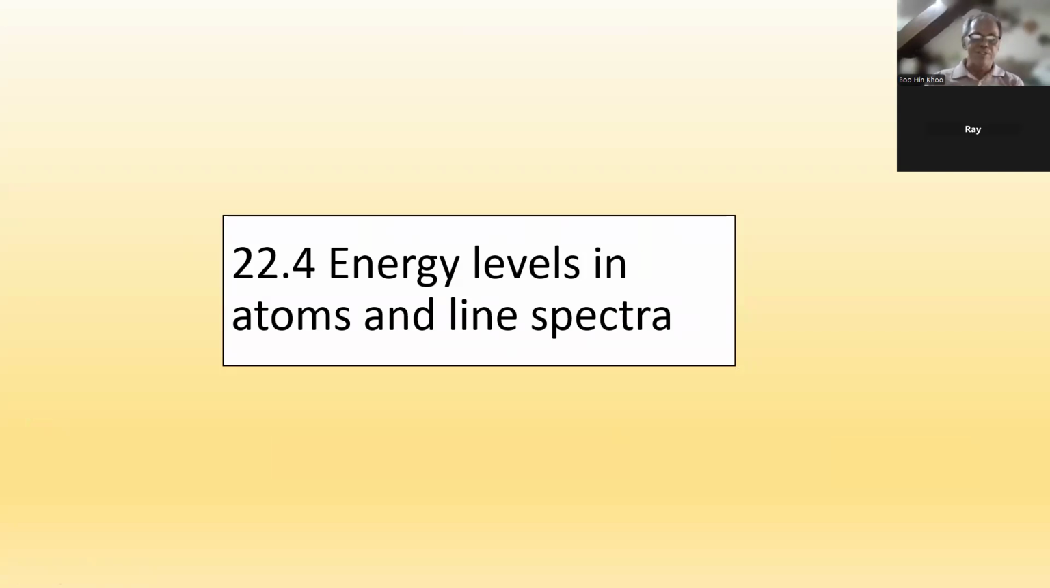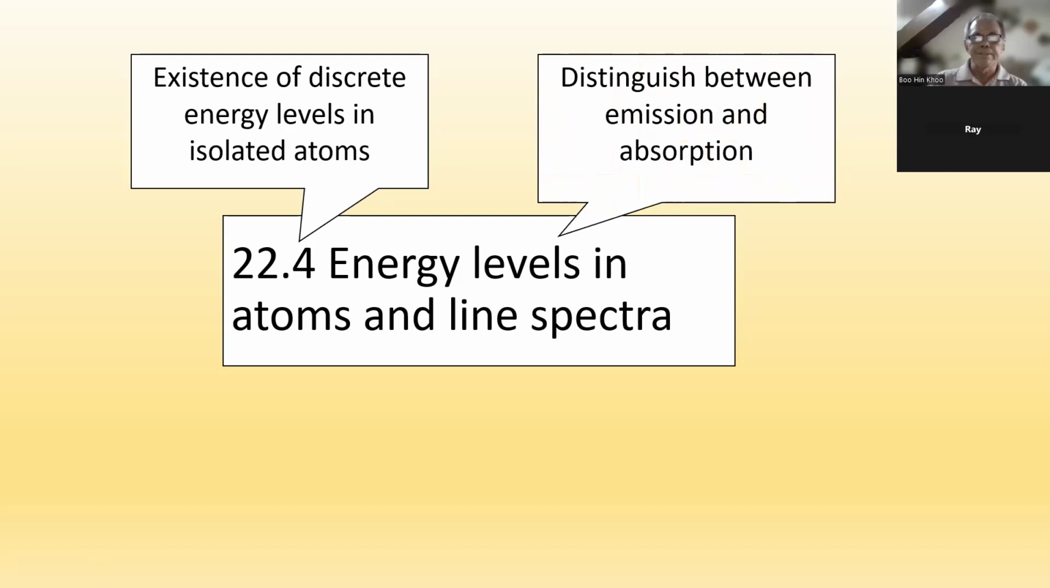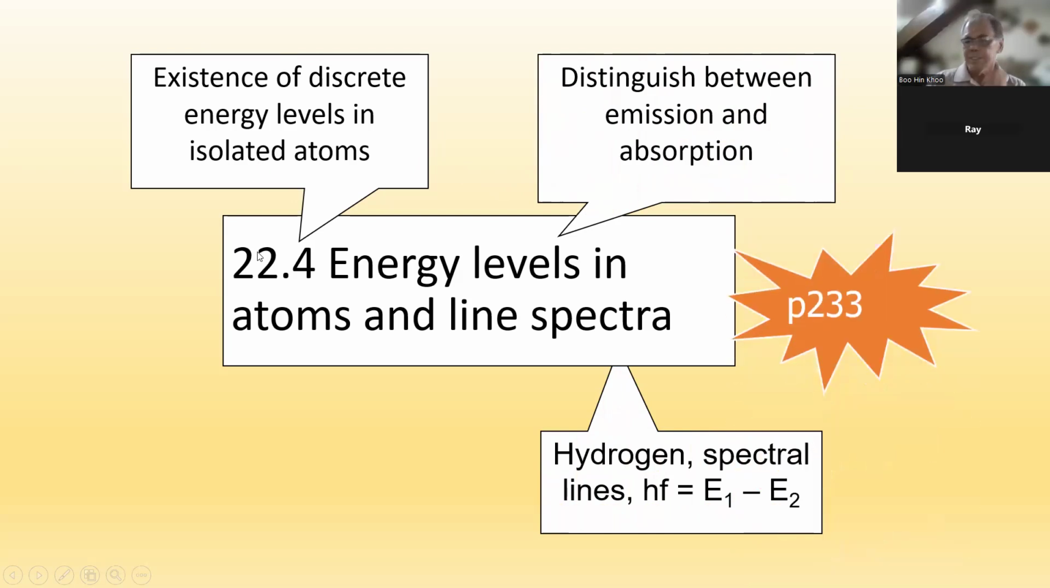Energy level in atoms and line spectra. Existence of discrete energy level in isolated atom. Distinguish between emission and absorption spectrum. And then use this formula for hydrogen spectra lines, hf equals E1 minus E2. Page 233. Right, that's the syllabus.